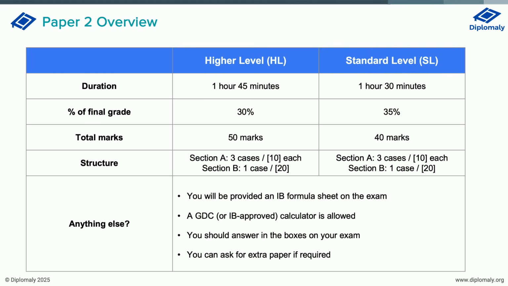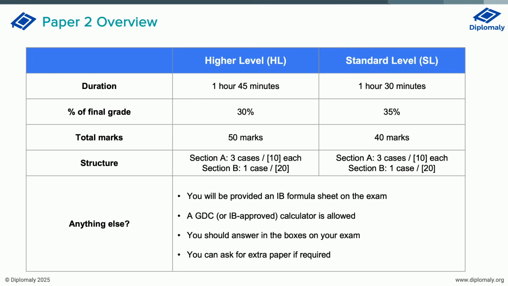For SL students, you have an hour and a half and your paper is worth 40 marks. This is probably the most important paper in business management. It's worth 30% for HL students and 35% for SL students. The structure of this paper is very similar for HL and SL students. Both levels have a Section A and a Section B, which we'll go into more detail later.